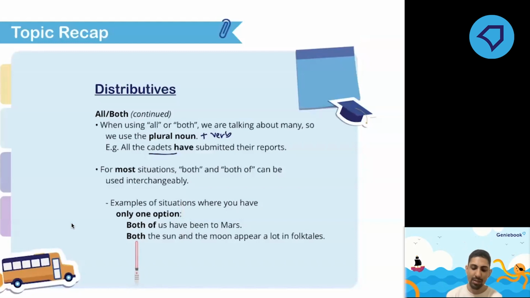And then the next one, see, both the sun and the moon. When you list out the items in a group, you just say both. It's not both of the sun and the moon. When you say both of, you are referring to the whole group.